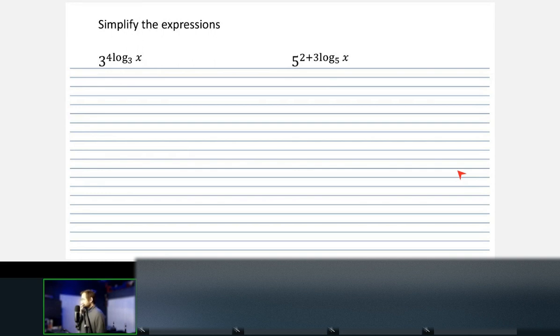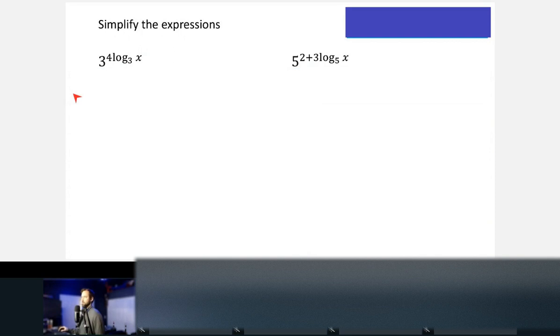Yeah, that 4 needs to go somewhere. So where should we put that 4? Yeah, so we're going to move this 4 to the exponent using that property. So now we have 3 raised to the log base 3 of x to the fourth. Now what can we do?